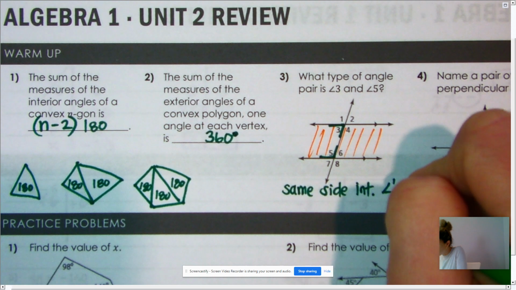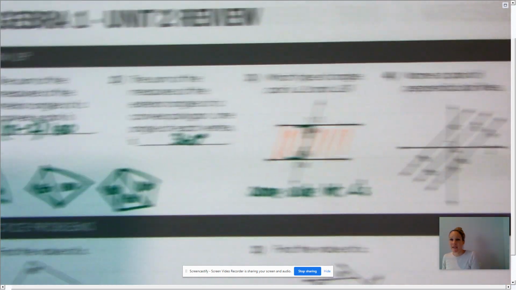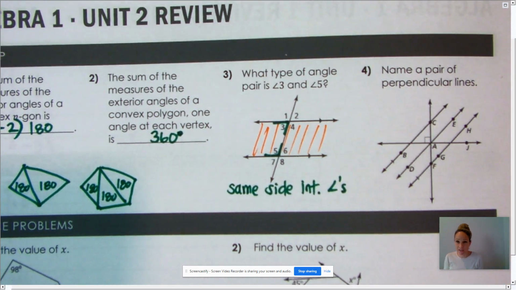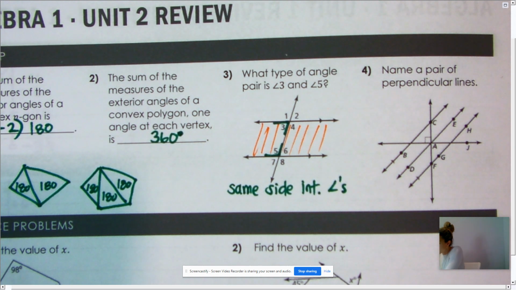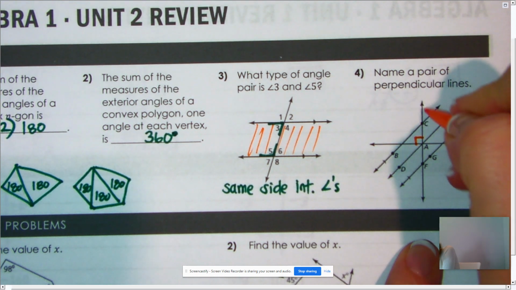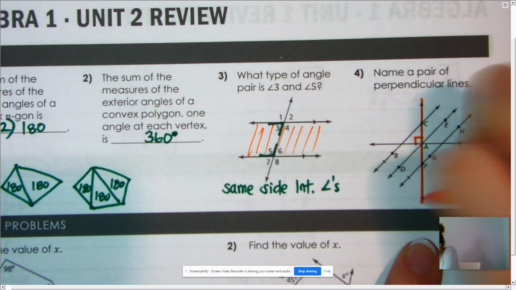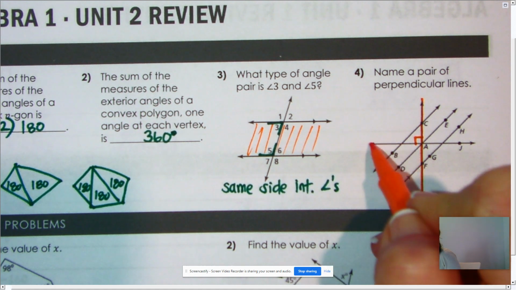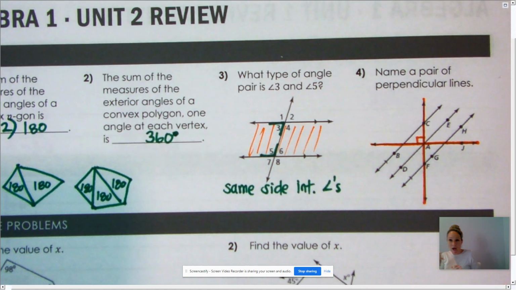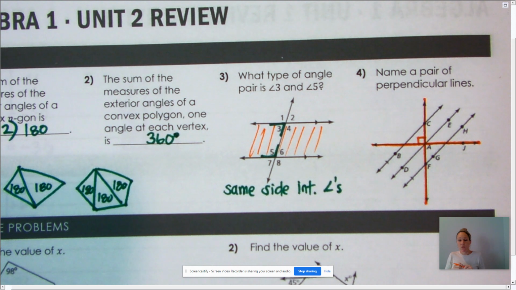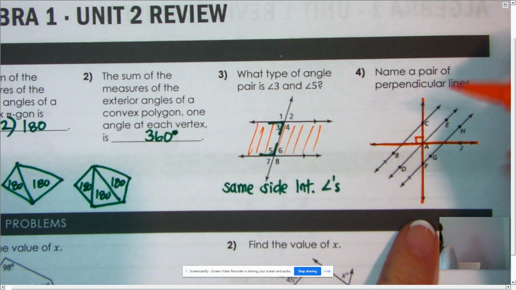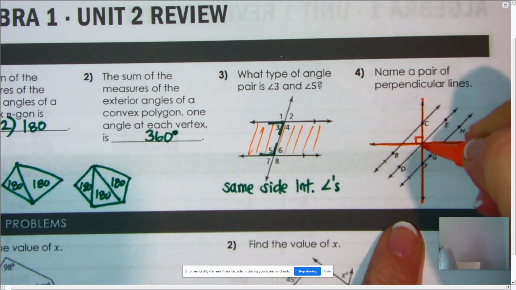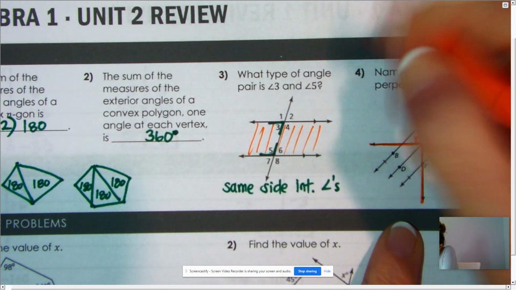Question number 4 says, name a pair of perpendicular lines. So what you're going to be looking for is this little symbol right here. So this is one of the lines, and this is the other line that makes that little box complete, okay? And so remember, we always want to name lines by 2 points that pass through that line. So there's several different answers. So I would just go from C to A. You could go C to F. There's a lot of different options.